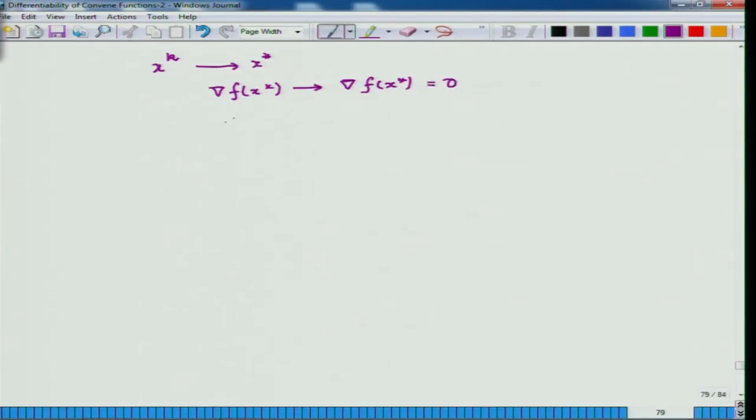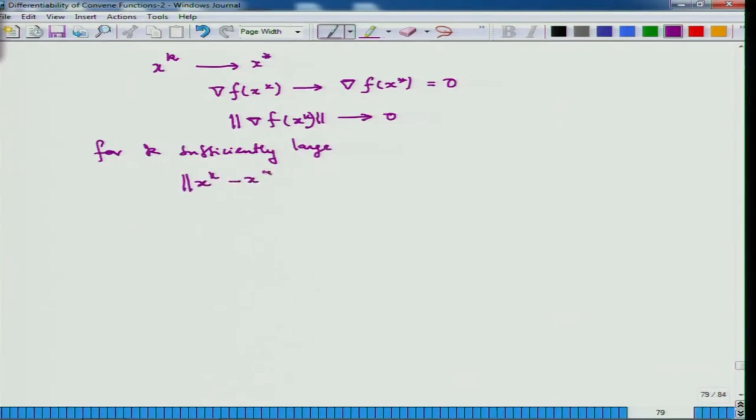So, which means that norm of grad f x k, again by continuity of the norm, goes to 0, which means that for k sufficiently large, it is indeed small.